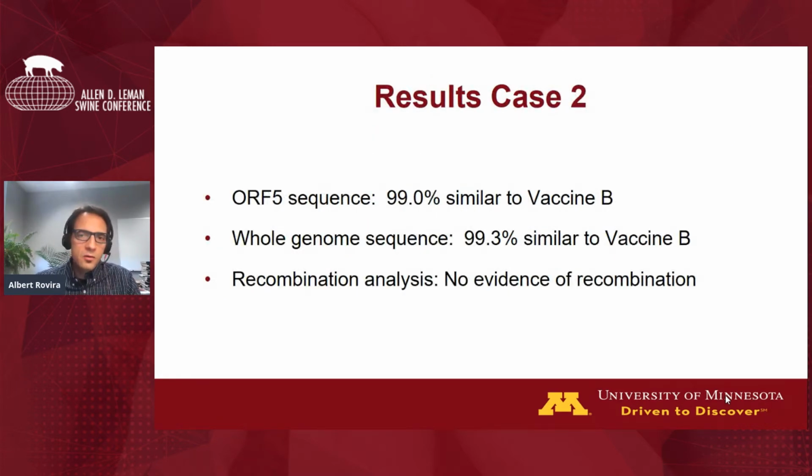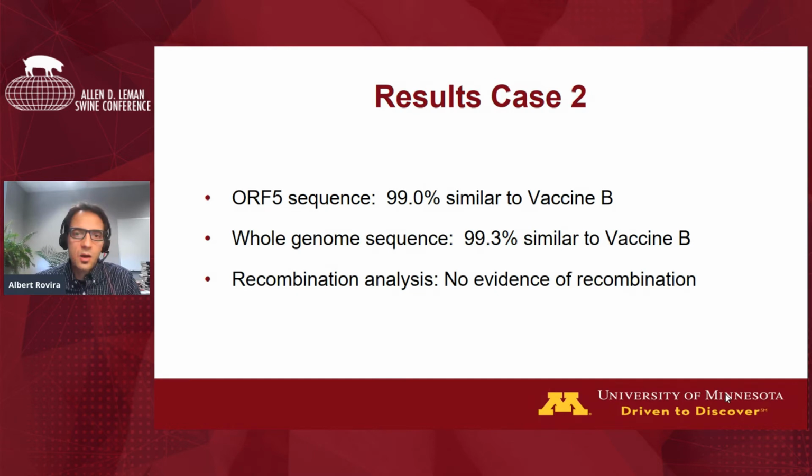So for this case, the results that we found for OR5 sequence, remember for the OR5, it was 99% similar to vaccine B, right? For whole genome sequence, once we got the whole genome, when we compare it to vaccine B, it was 99.3% similar to vaccine B. So the results that we're getting from whole genome are very similar to the results that we were getting from OR5.